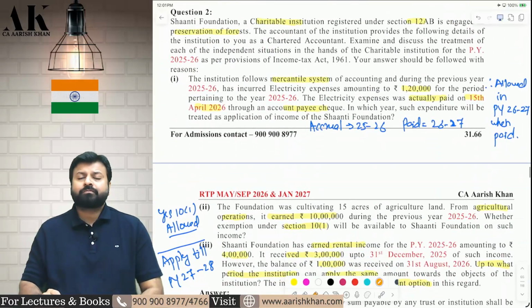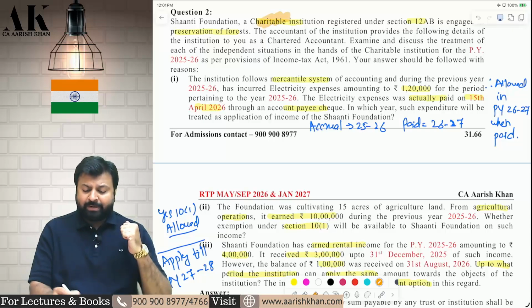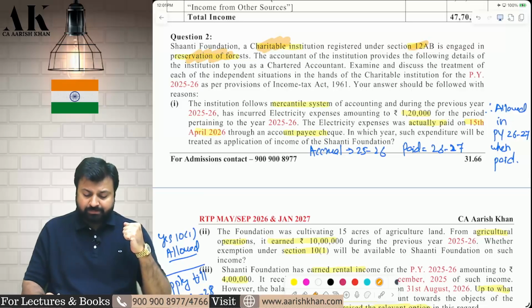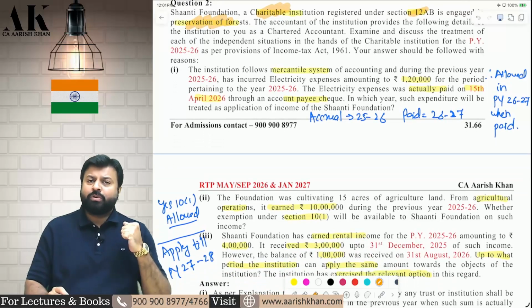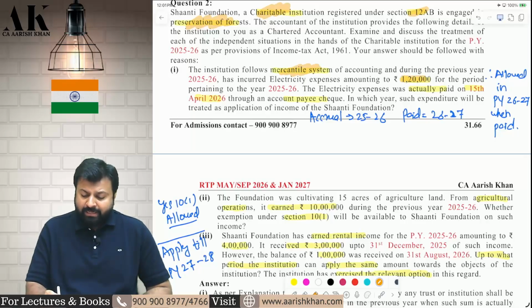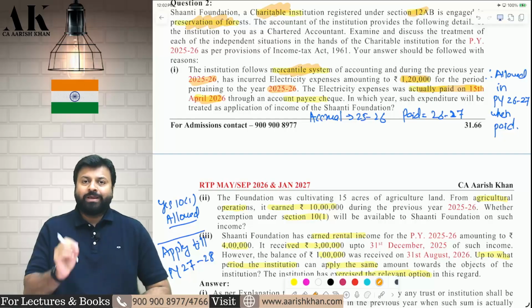Question number 2, which is on charitable trust. So there is a charitable trust registered under 12AB, engaged in preservation of forest. The very first question over here is, they are following the mercantile system of accounting. Now they have incurred some electricity expenses of 1,20,000 in 25-26, but it was paid in 26-27 on 15th April 2026. So when will they get the deduction?